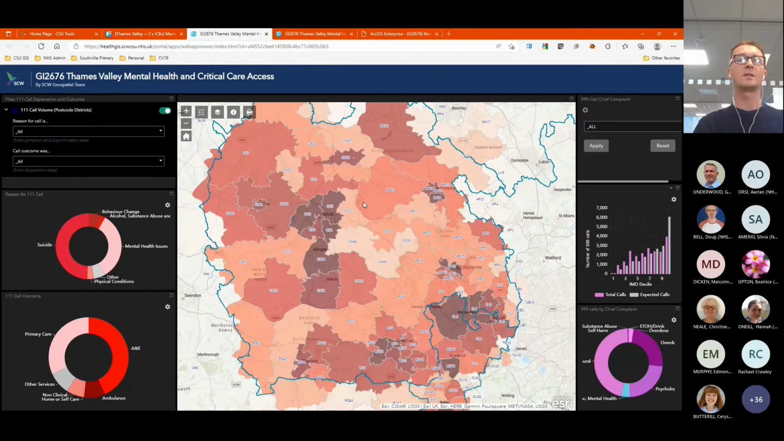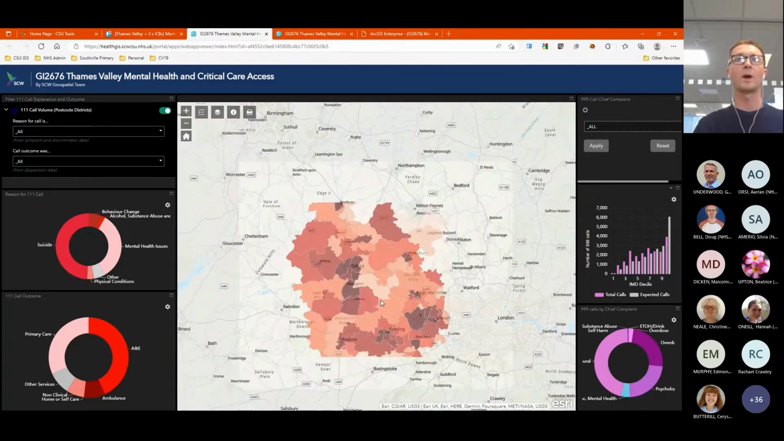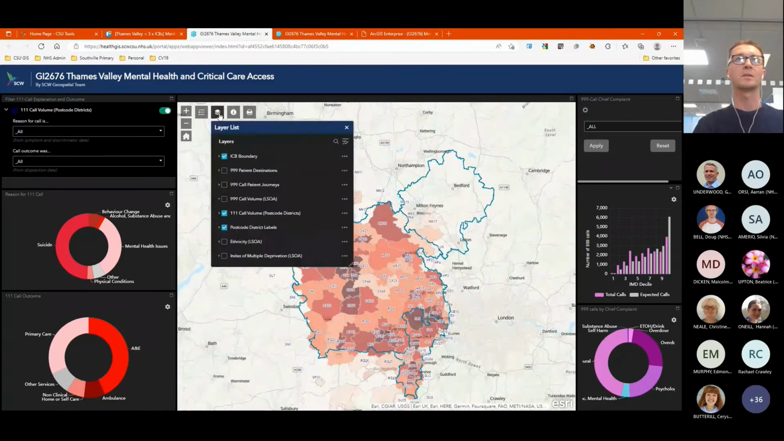So what this map is showing you is it's reflecting the higher call volumes around the conurbations. So these darker colours around Oxford, Abingdon, Maidenhead, Reading. So it's immediately showing you where calls are coming from. I'll just turn those labels off because they're a little bit distracting.